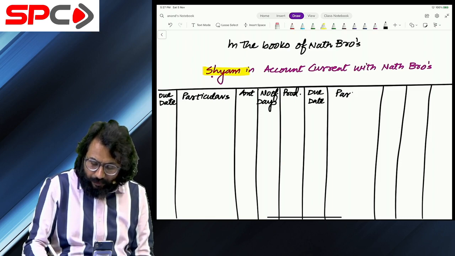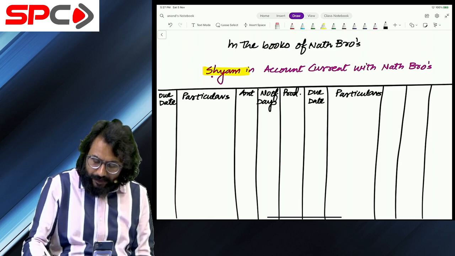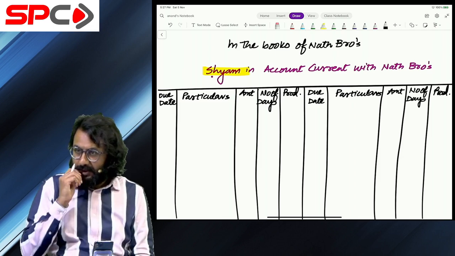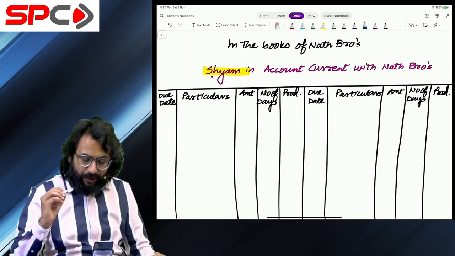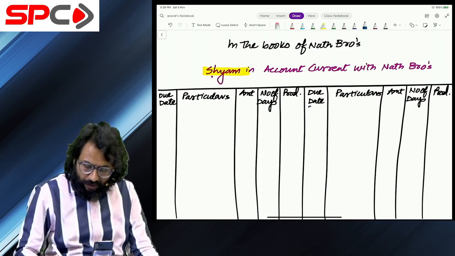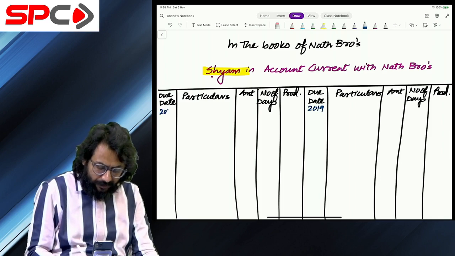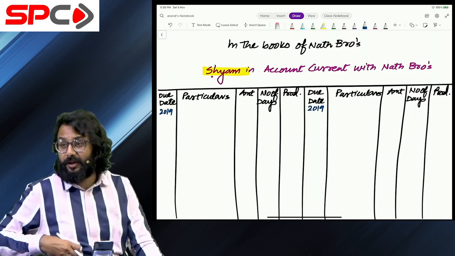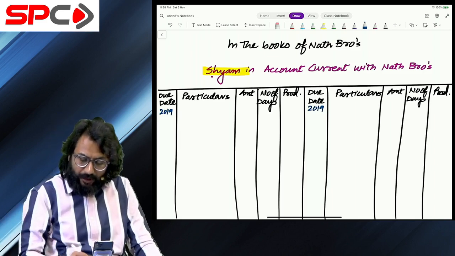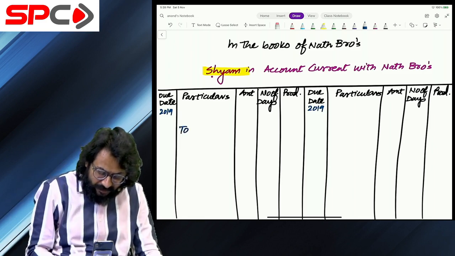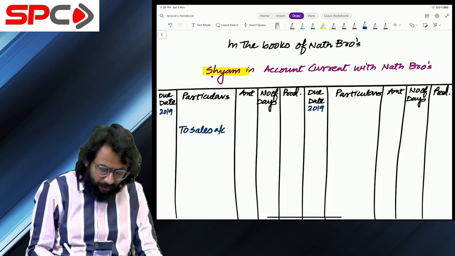Then again I have due date, particulars, amount, number of days, and product. Happy? Now please focus on this part. I will not complete the whole transaction. What is the first date? September 16, 2019. September 16, goods sold to Sham. So when I use the words goods sold to Sham, can I not say that in the books of Nath Brothers my entry is Sham to sales? So I'll write To Sales, and in the amount column 200.